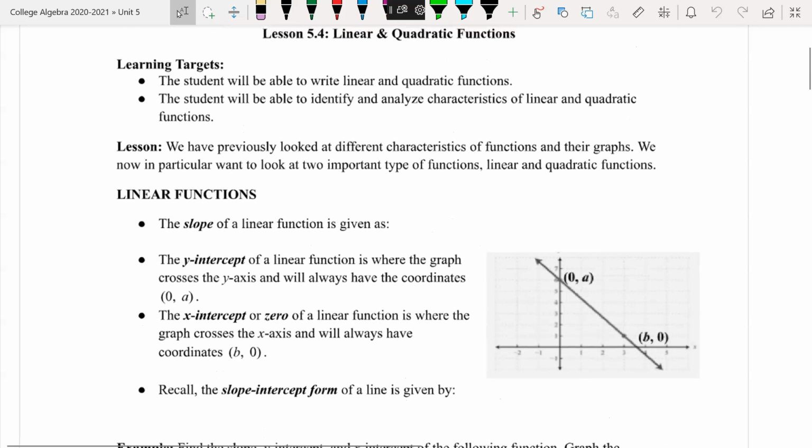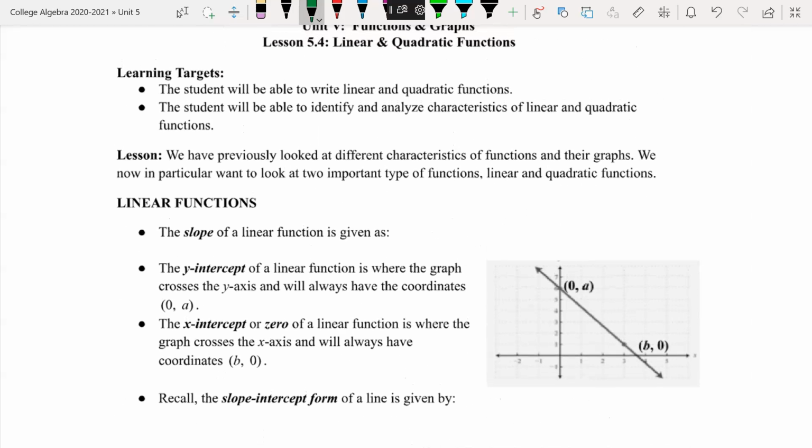So linear functions, the slope of a linear function is given as y2 minus y1 over x2 minus x1. Normally we write it in the form y equals mx plus b, which is slope-intercept form, and that m is our slope. Okay, so it's your rise over run.